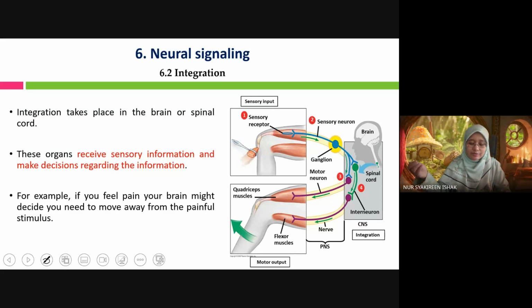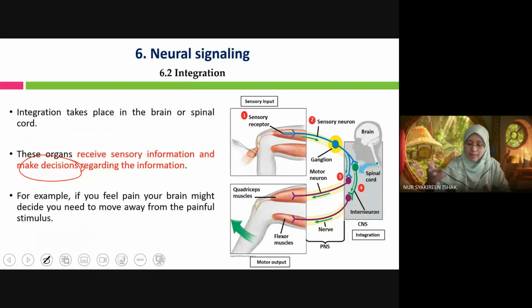Okay, so this organ receives sensory information and makes decisions. So the interneuron interprets what is happening and what corrective mechanism should be carried out. For example, if you feel pain, your brain might decide you need to move away from the painful stimulus. Okay, so any stimulus, like a tap near the knee or touching a hot place, whatever stimulus causes the electrical signal to be transmitted.